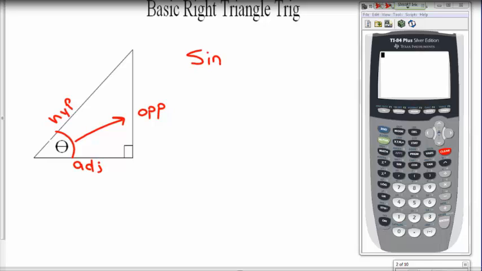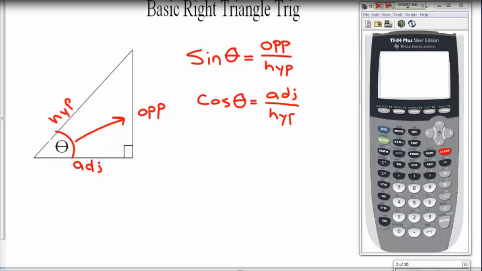Now, the little bit of review: your sine theta, your cosine theta, and your tangent theta all have ratios of, if you remember, SOHCAHTOA. Sine of theta is opposite over hypotenuse. Cosine theta is equal to the adjacent over the hypotenuse, and the tangent of theta is equal to the opposite over the adjacent.